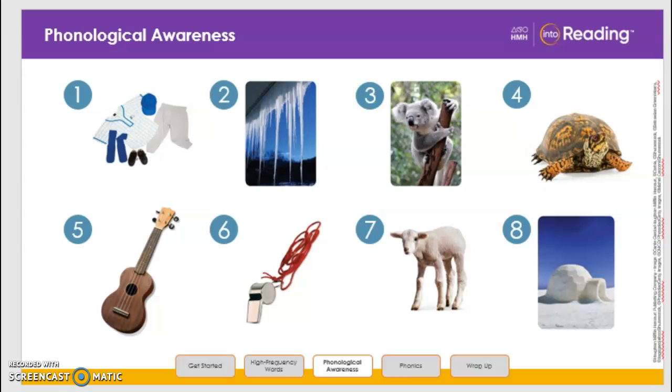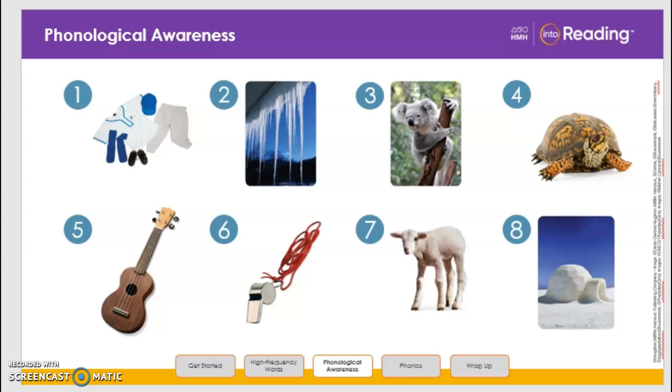So let's do the second one together as well. This is a picture of icicles. The word is icicles. Say the syllables with me. I-C-Icles, icicles. What are the syllables? I-C-Icles. 3 syllables again. Now it's your turn. So look at picture 3. What is picture 3? Picture 3 is a koala. So what are the syllables? Yes, 3 syllables. You are correct.